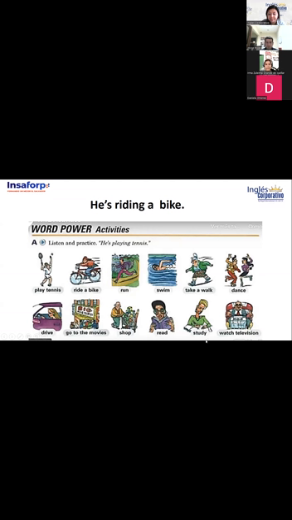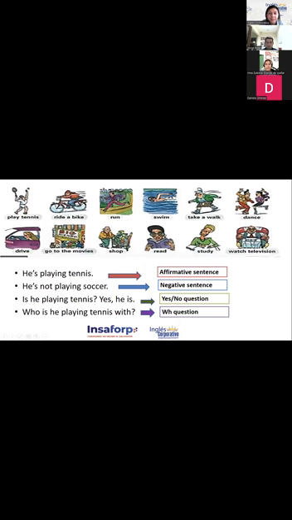Watch television. So what are you going to do with each activity, with each action? You are going to write affirmative sentence. For example, he's playing tennis. A negative sentence, he's not playing soccer, right? A yes, no question. Is he playing tennis? Yes, he is. And a WH question, who is he playing tennis with? He's playing tennis with his friend Tomás, for example.